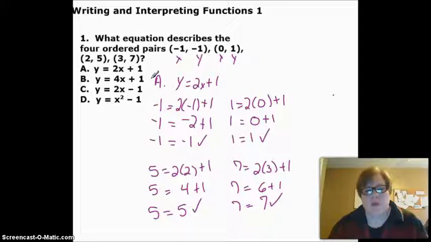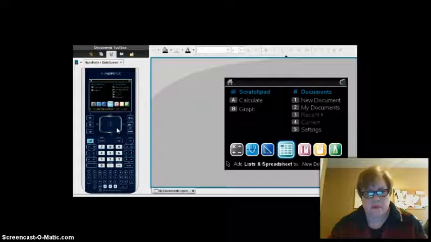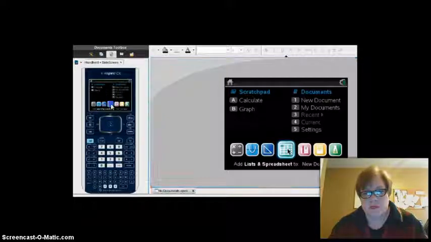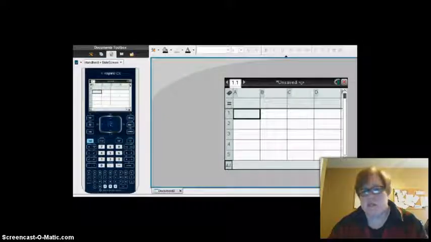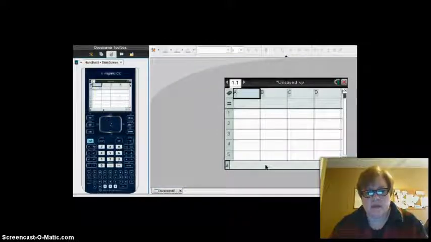Okay, so I'd like to show you now how to do this with your calculator. I'm going to bring up my calculator here, and I have all these wonderful choices. If you'll recall, we had calculator, graph, geometry, and then spreadsheet. And I'm going to choose spreadsheet because that's most like a table. Okay, and so in my spreadsheet I have x's and y's that I want to use. So I'm going to just call this first column x.